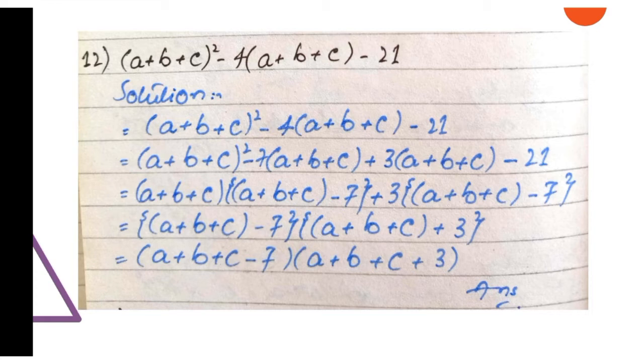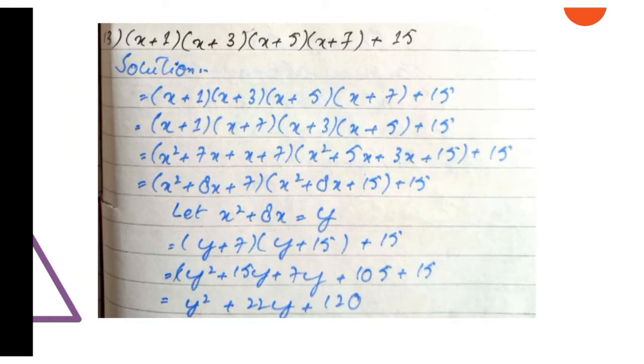Now see, both these brackets are completely the same, so we can take this bracket as common. That's why we have taken (a + b + c minus 7) as common, and the remaining terms are (a + b + c plus 3). Now open this bracket: (a + b + c minus 7) and (a + b + c plus 3).